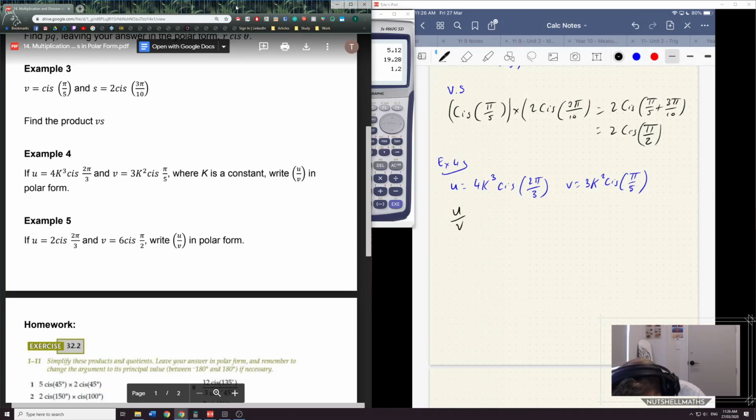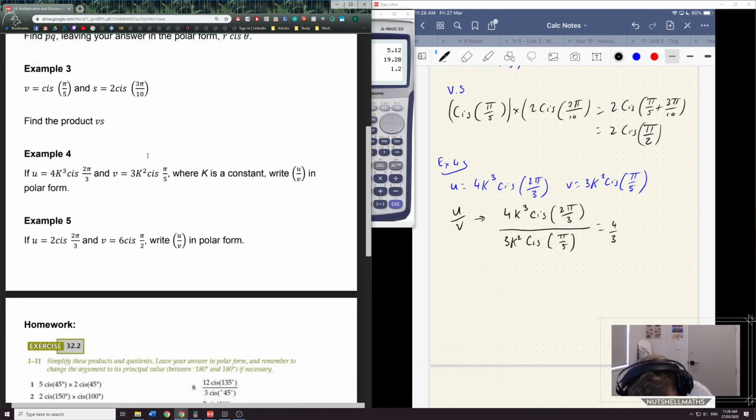Right, we're going to do u divided by v. Let's write it all out first. 4k 3 cis 2 pi by 3 all over 3k squared cis pi by 5. Remember, the modulus, the number in front, just does the division just like normal. So we're going to have 4 by 3, and k over k squared is just going to leave us with k. So you could have 4k by 3 if you wanted, or 4 by 3k, doesn't really matter. Cis, and we're going to have 2 pi by 3 minus pi by 5.